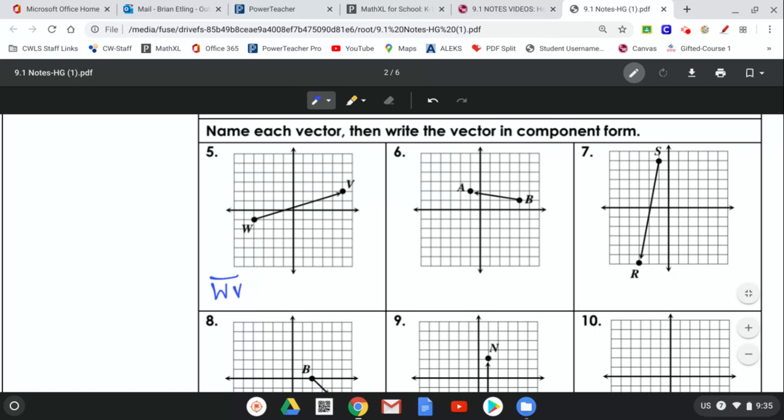So be very specific with the name. W is the initial point. If you see, there's an arrow here next to V. So we're starting at W, going to V. V is where we're stopping, so that's why V is the second letter when we're naming it.